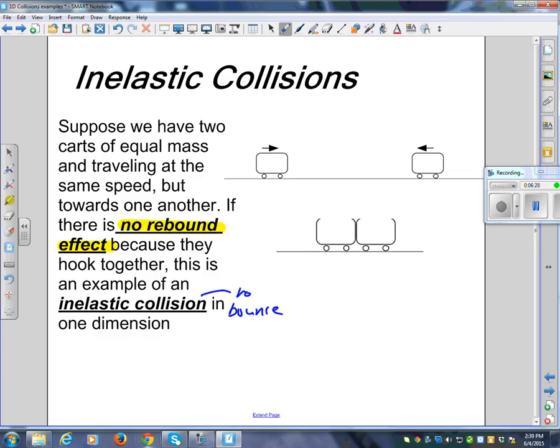If this is mass 1 and this is mass 2, what is the mass of the combined system? Well, it's mass 1 plus mass 2, right?